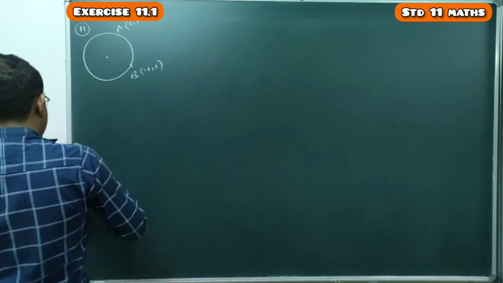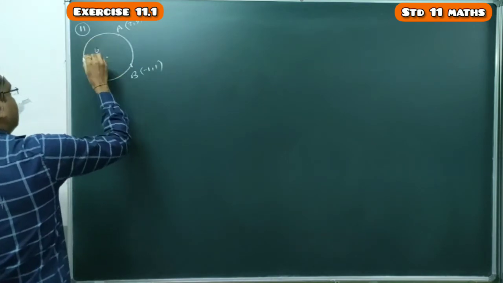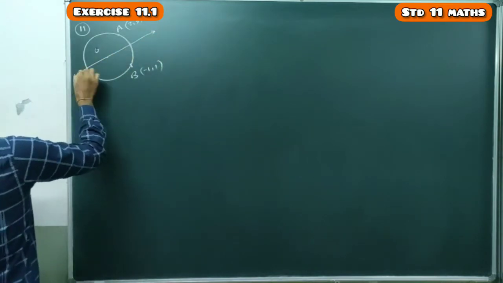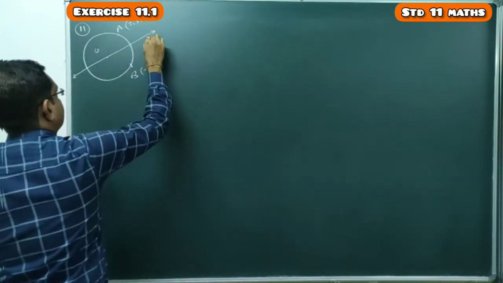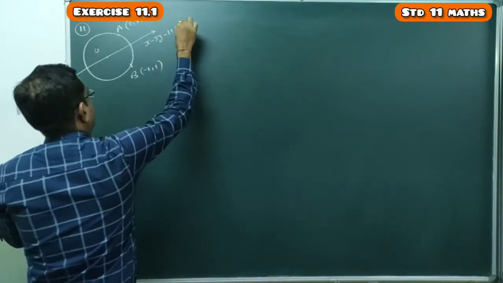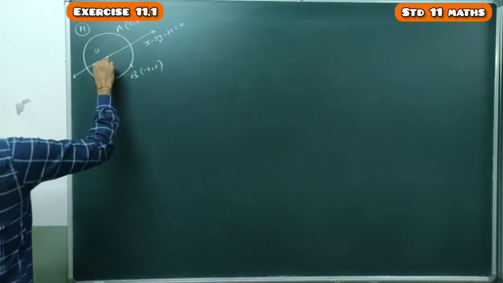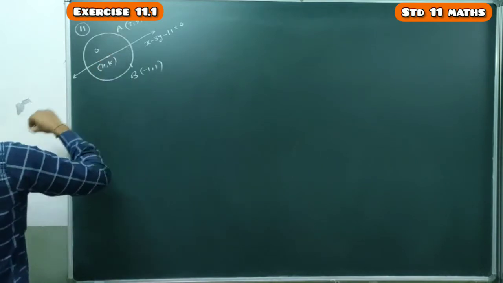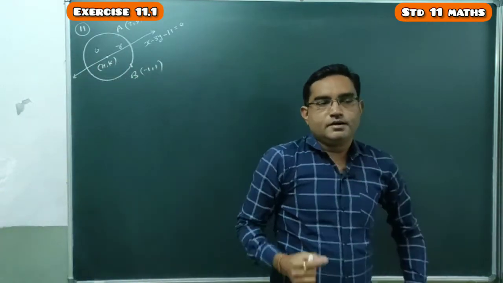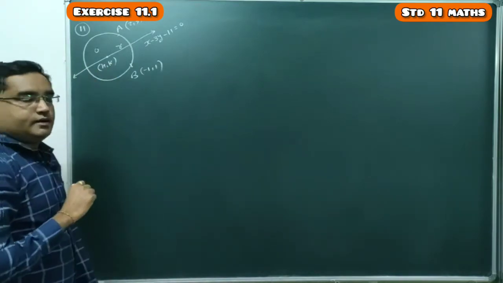So find the equation of the circle which is passing through these given 2 points, 2, 3 and minus 1, 1, and whose center is on the line. This is the center of the circle, let's say O. The center of the circle lies on the line, and the equation of the line is x minus 3y minus 11 equal to 0. Let's assume this is the circle with center whose coordinates are h comma k and the radius of the circle is r.